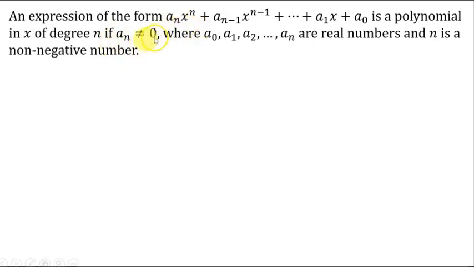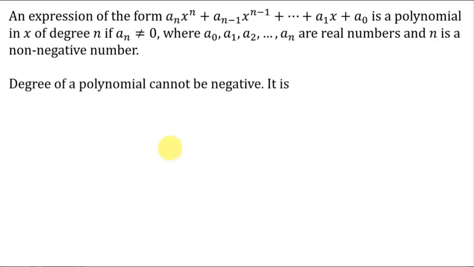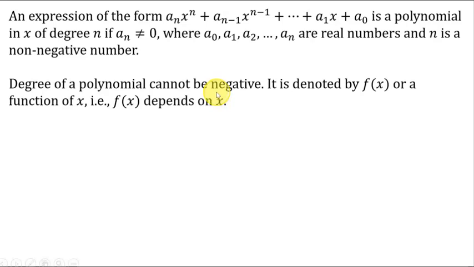If an is not equals to 0, then the degree of this polynomial is n, where a0, a1, a2 up to an are real numbers and n is a non-negative number. Degree of polynomial cannot be negative. A polynomial is denoted by f of x or function of x, that is f of x depends on x. Okay, the value of this polynomial depends on the value of this variable.